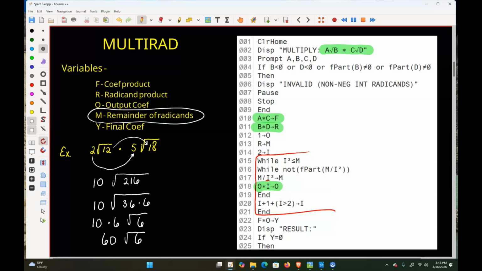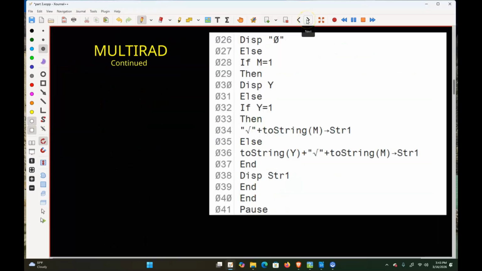So that's how the multiplication is going to work. That's just how simple it is. So we're going to multiply the coefficients, multiply the radicands, and then we're going to simplify. And the rest of this is just display logic, where we're trying to print it out. So we know the coefficient that goes in front, which is Y. And then we're going to string it all together to an answer like this.